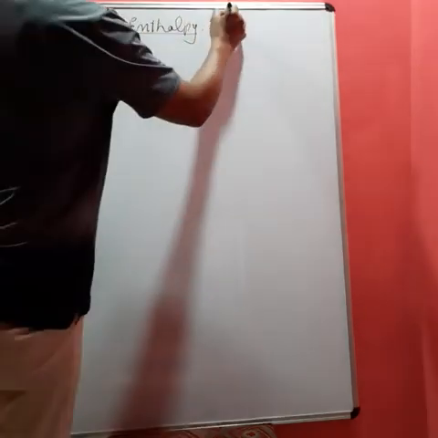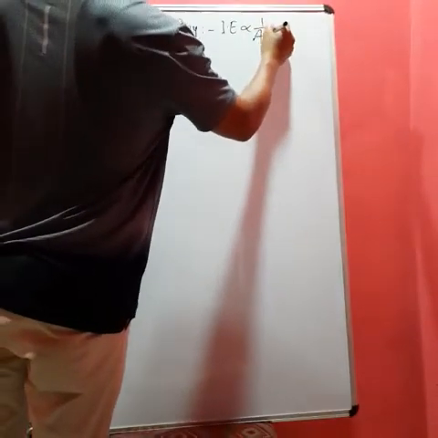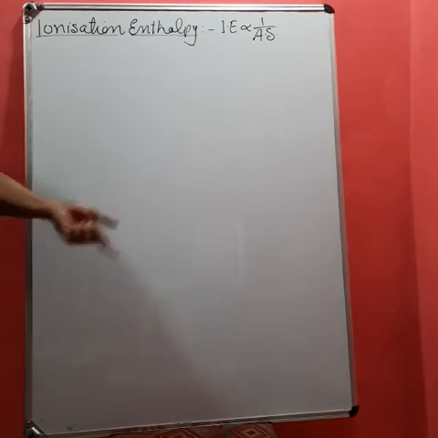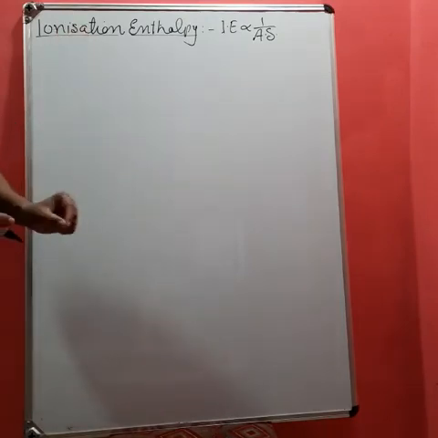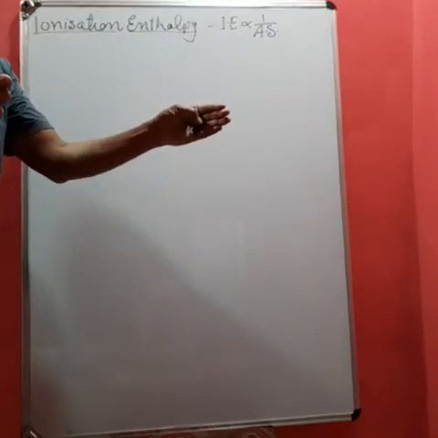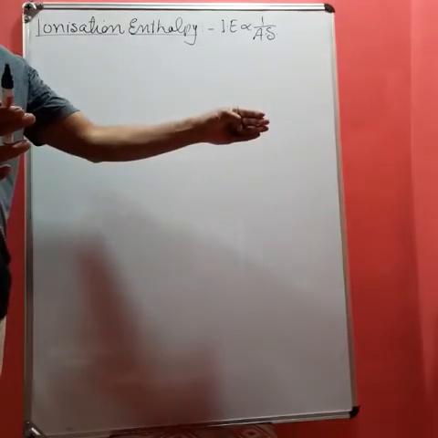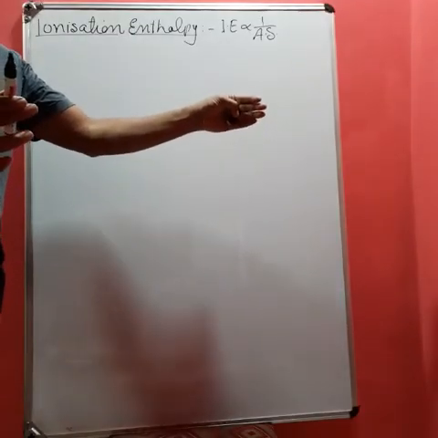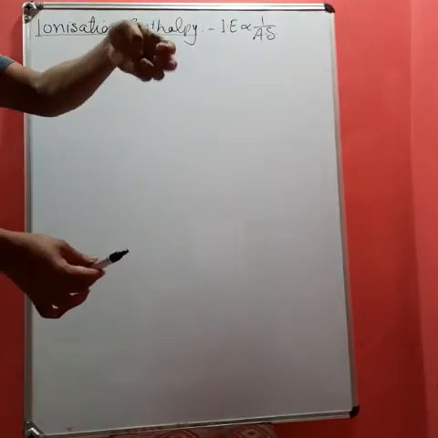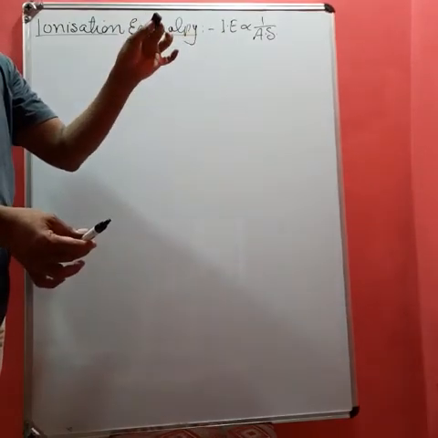Student, you know that ionization enthalpy is inversely proportional to atomic size. Means what? The bigger the atomic size, the lesser will be the ionization enthalpy. Why? It is because if the size is big, that means the proton and the electron are very far from each other, then the nuclear attraction force will be very low, and if the nuclear attraction force is low, then the removal of electron requires lesser energy.